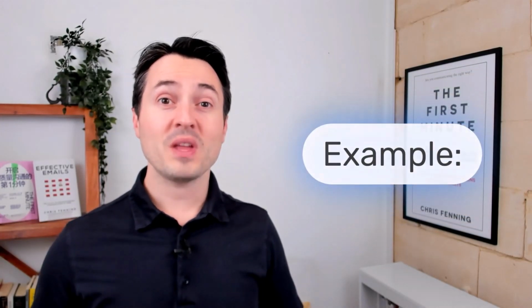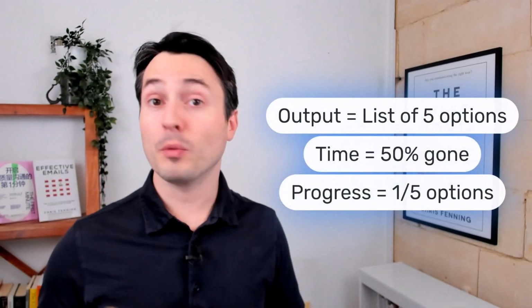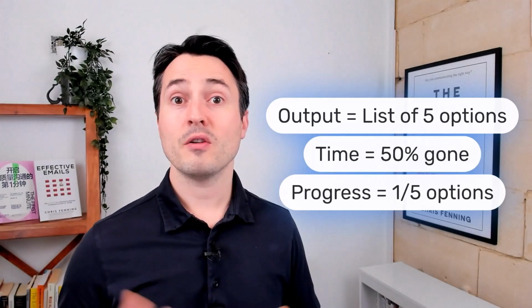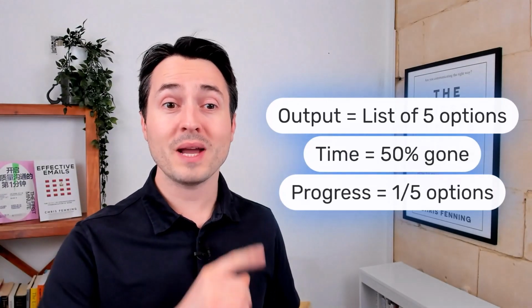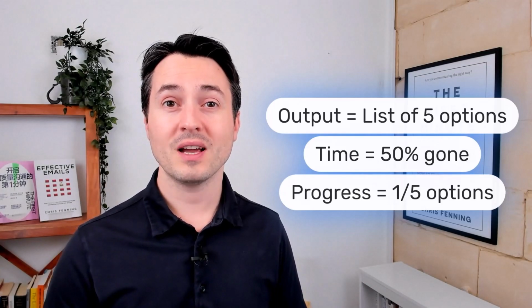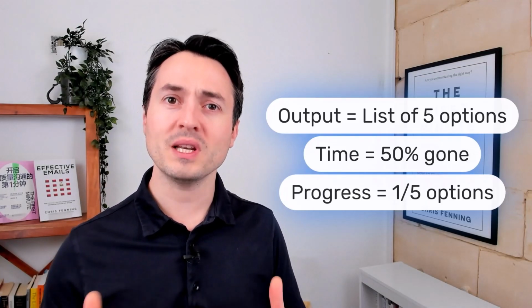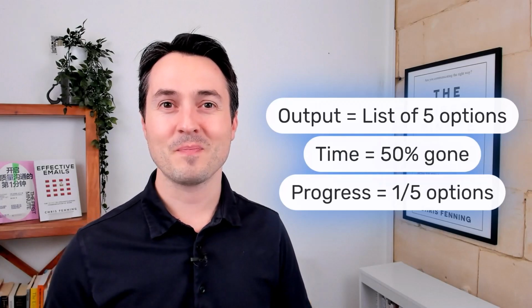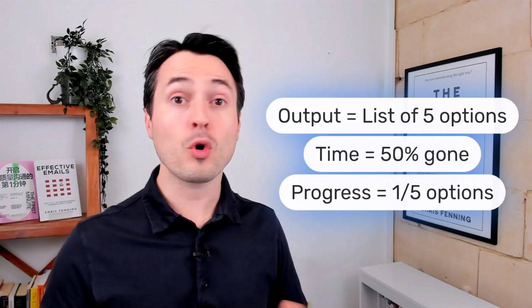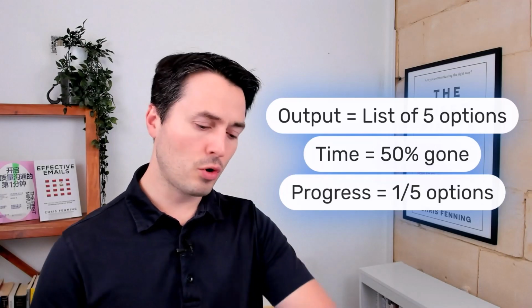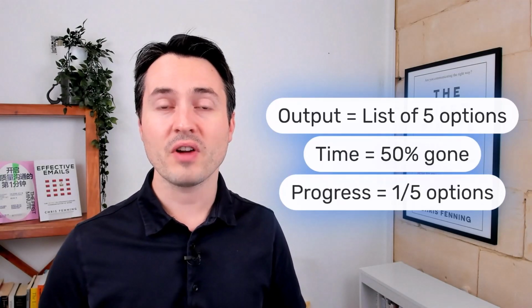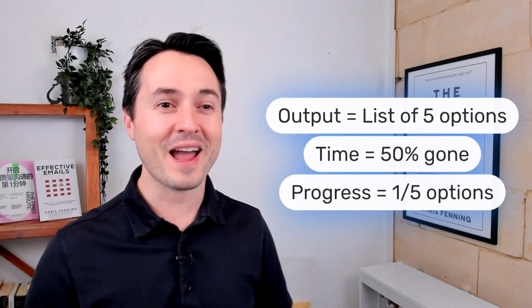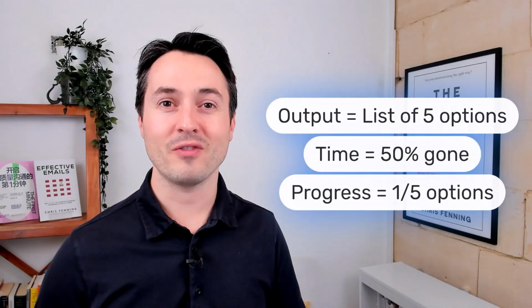Very simple example. If the output of your meeting is 5 options, that's what you want to produce. You want to produce a list of 5 options, and then halfway through the meeting, 50% of the time has gone, but you've only made 1 out of 5 options by that point. Well, your time and your progress are really mismatched, and you're unlikely to produce the 4 remaining options in the remaining time. Whereas if you looked at the clock about a quarter of the way through your meeting, you could then say, okay, we're a quarter of the way through and we've only produced 1 of the 5, probably need to speed it up a little bit. And you'd pay closer attention to it and you'd be far more likely to get the output that you want, which is your final list of 5 options.